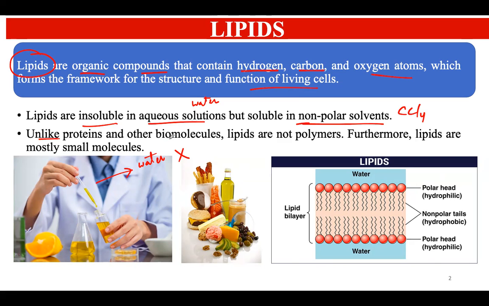Unlike the proteins and other biomolecules, the lipids are not polymers. So if you see the carbohydrates, they are the polymers of the simple monosaccharide units. If you look into the proteins, they are the polymers of amino acids. Whereas if we talk about the biomolecule lipids, they are not polymers, but rather they are small molecules.